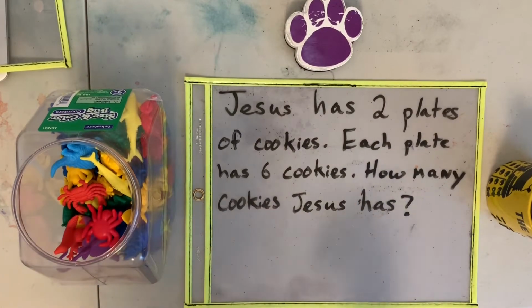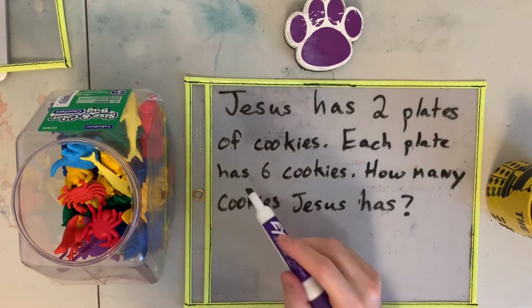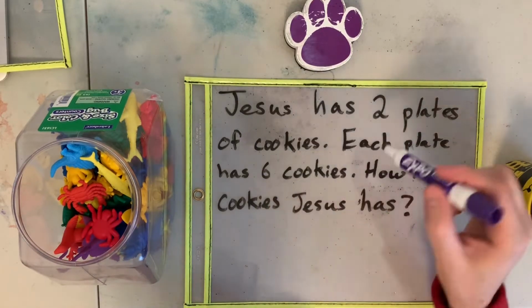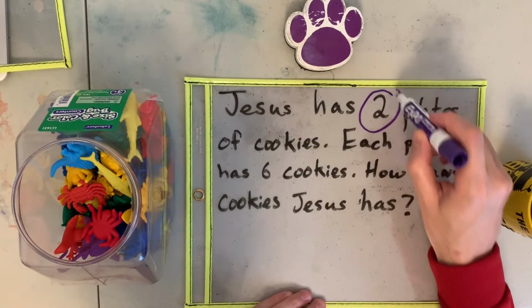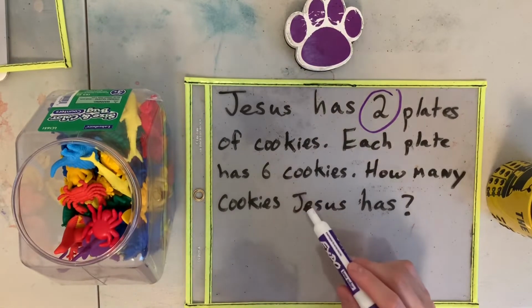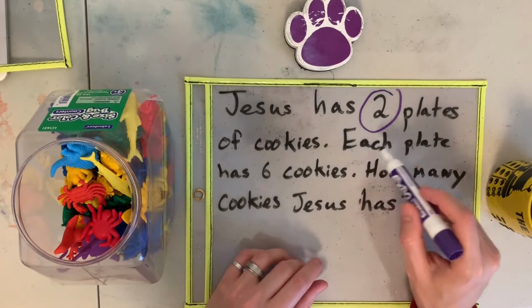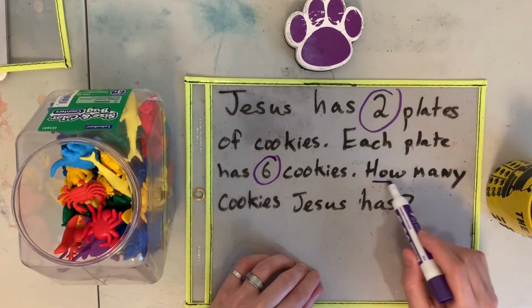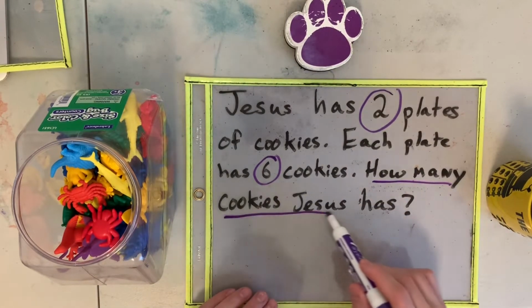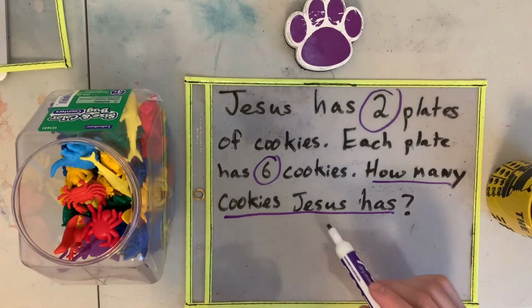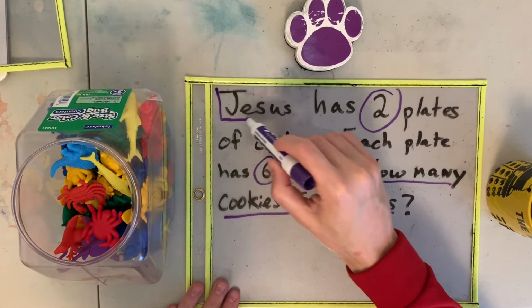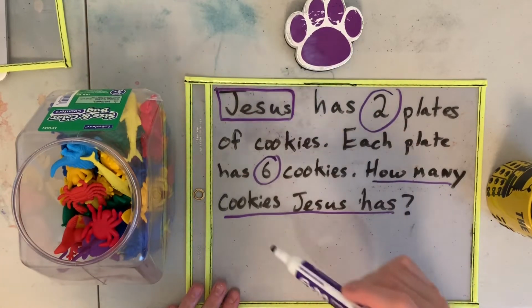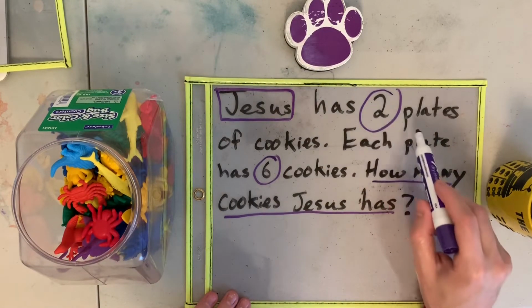So let's read it all together. Here says, Jesus has 2 plates of cookies. Qué rico cookies. Each plate has 6 cookies. How many cookies Jesus has? Vamos otra vez. Dice, Jesús, that's a key word, has, que tiene 2 plates.